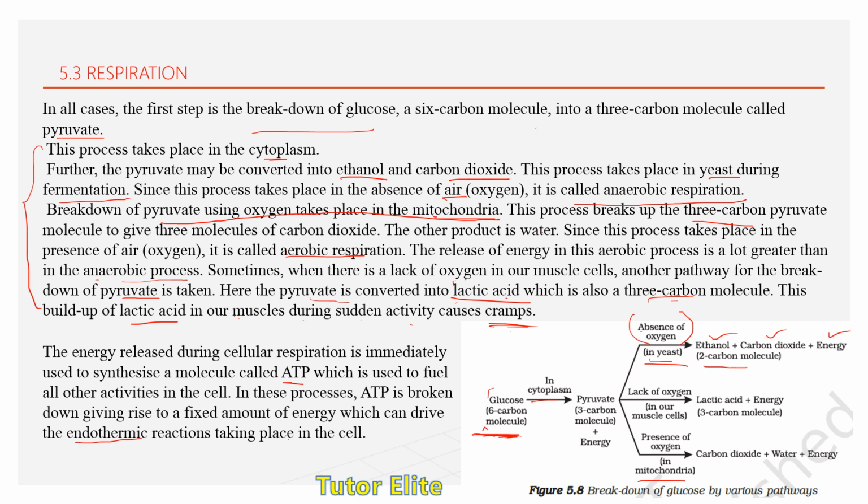Now we will see aerobic, that is, presence of oxygen, where it is taking place in mitochondria. Here we get carbon dioxide, water, and energy. Now, lack of oxygen in our muscle cells produces a 3 carbon molecule, that is pyruvate, that is lactic acid plus energy. This is the reason for your cramp.